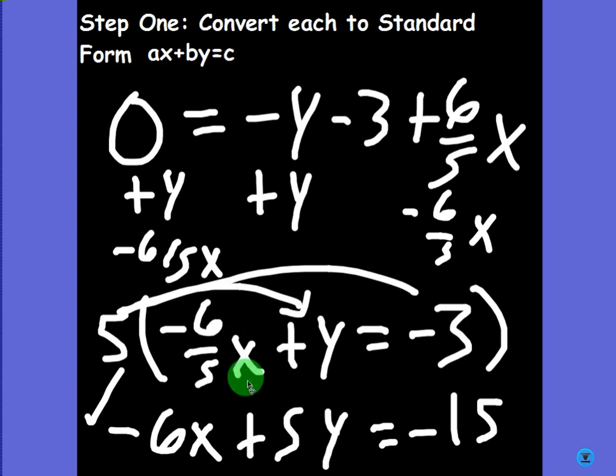Here's what I was talking about. Because this is a fraction, in order to get it to standard form, you want a and b to be whole numbers or integers. So in order to convert negative 6/5 to an integer, just multiply the entire equation by 5. We're allowed to do that because we're multiplying the left and the right side of the equation by 5. And remember, we can do that because of the multiplicative property of equality. You can multiply both sides by the same number. So if we multiply 5 times negative 6/5, that's just negative 6. The 5's cancel. Then we'll get 5y equals negative 15. So now we've got the other equation in standard form, and we can move on.